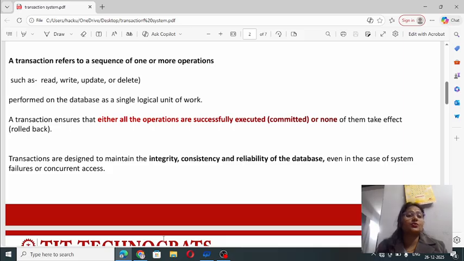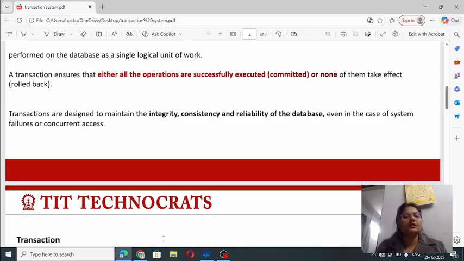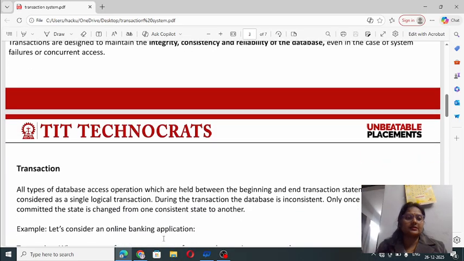A transaction ensures that either all operations or none of the operations are successfully executed. Just like a PhonePe payment, if it is totally submitted, that means done, otherwise it is not done. That's a failure. Transactions are designed to maintain the integrity of the database: first, consistency; the third, the reliability of the database, and failure in concurrent access.